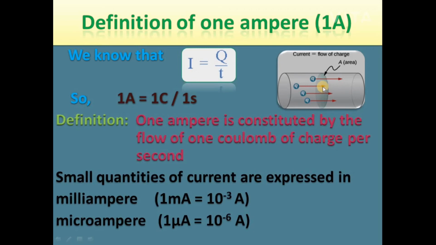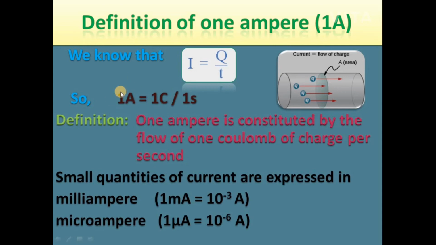If 2 coulomb per second, 2 ampere. If 3 coulomb per second, 3 ampere. If 4 coulomb per second, then it is 4 ampere. In a particular area, how much charge is flowing in 1 second, that gives the ampere. 1 ampere is 1 coulomb of charge per second. If 1 coulomb of charge is flowing in 1 second, then it is considered as 1 ampere.